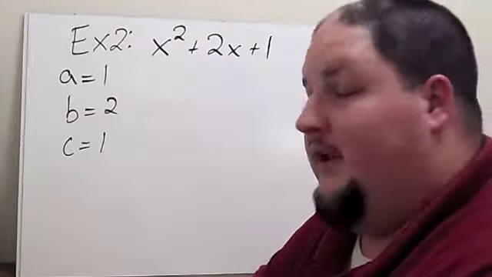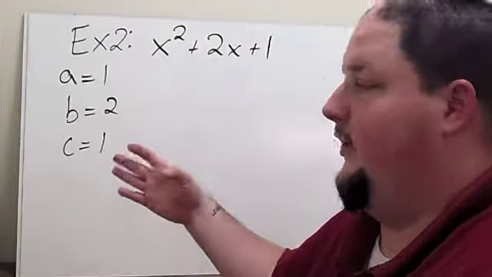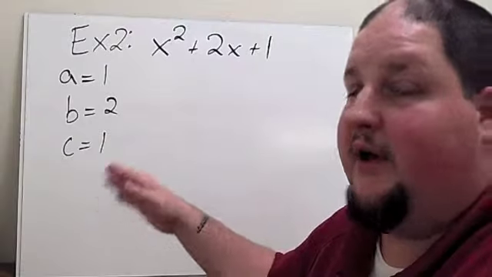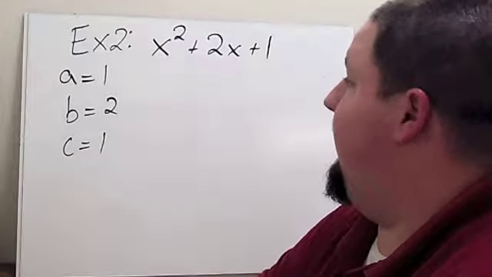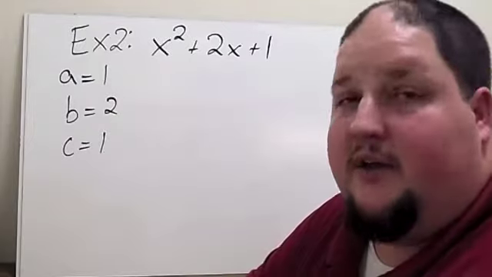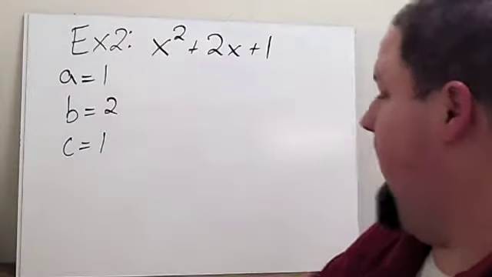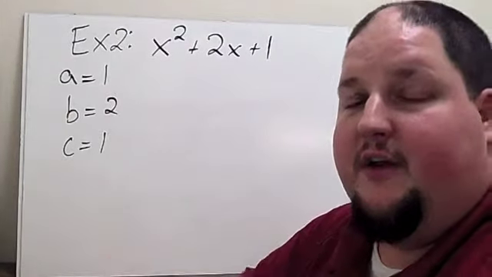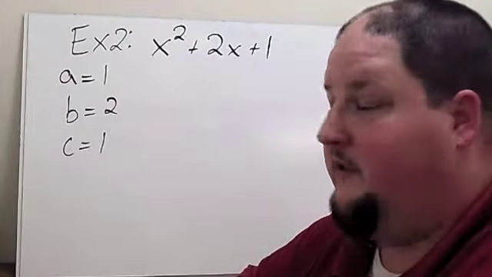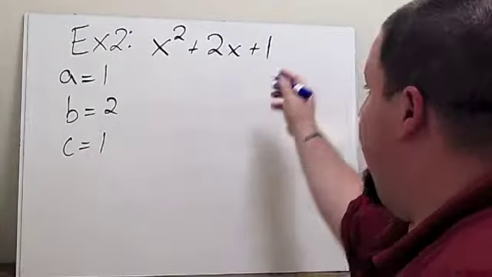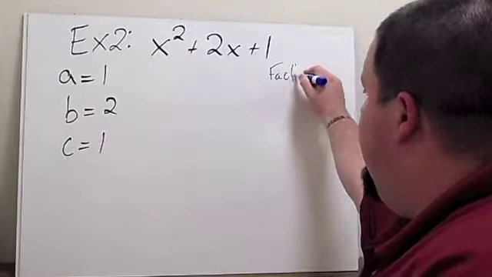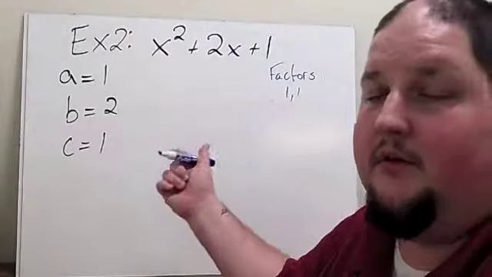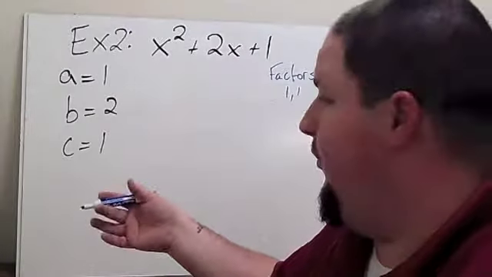My second example, this one I left a little bit more blank. You're going to have to fill in more stuff on this one. Again, if you need to pause or go back, make sure you do that. I have x squared plus 2x plus 1. Again, a is 1, b is 2, and c is 1. In this example, I have to find factors of my constant, which is 1, that add up to give me 2. So the factors of 1 are 1 and 1. That's it. That's the only two numbers you can multiply by 1 to give you 1.